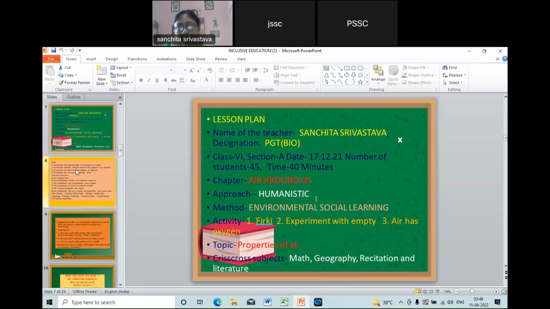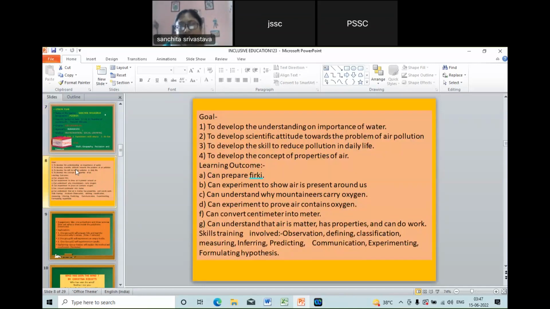Now whenever we are designing a lesson plan, we have to find the goal. Okay, so the lesson plan was divided like that. So what is the goal of a lesson plan in that particular chapter? See, when we were dealing with air, we had to develop the understanding and importance of air, and then a scientific attitude towards the problem of air pollution has also been taken together, because these are very basic.